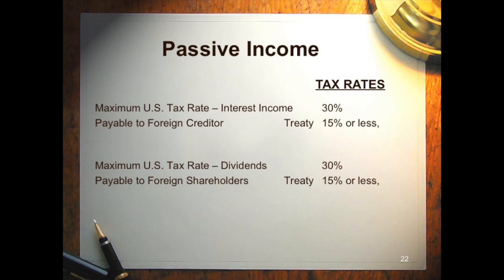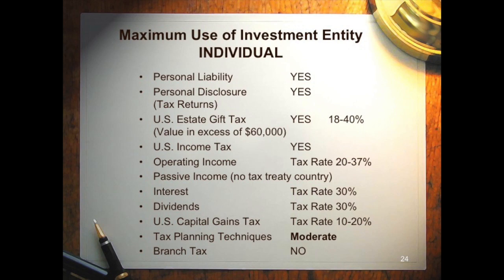Now, we're going to quickly run through the different kinds of entities to just see what gives you the most. I'm going to go kind of quickly because there's a lot of repeat here. Personal liability, if you come here as an individual, yes, you're exposed. Personal disclosure, yes, you have to file an individual U.S. tax return. Could you be forced to pay an estate tax on the value of your real estate assets here? Yes, very high. Could you have a high U.S. income tax? Yes.